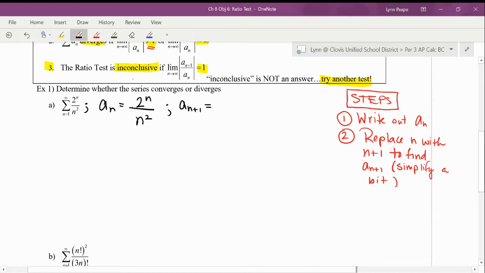And so wherever I see an n, I'm going to replace it with n plus 1, making sure I keep my groupings correct. So this would be 2 to the power of n plus 1, and then this would be n plus 1, quantity squared. Okay, always making sure you're paying attention to your groupings. And then once you do that, you're going to go ahead and set up your ratio, or the limit of the ratio, I should say.